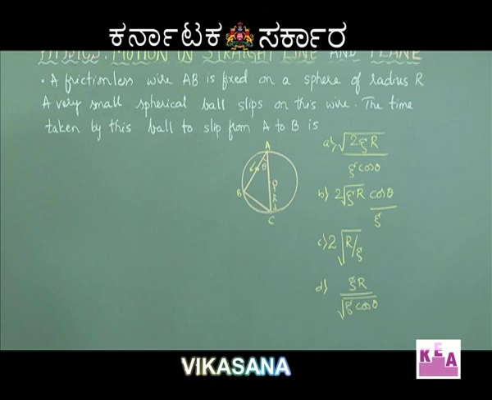Have a look at the next question, dear students. A frictionless wire AB is fixed on a sphere of radius r. A very small spherical ball slips on this wire. The time taken by this ball to slip from A to B is: options: A, root of 2gr divided by g cos theta; B, 2 into root gr into cos theta by g; C, 2 into root of r by g; D, gr divided by root of g cos theta.